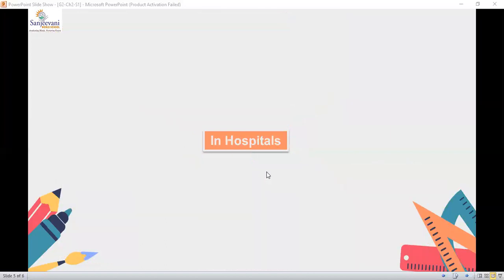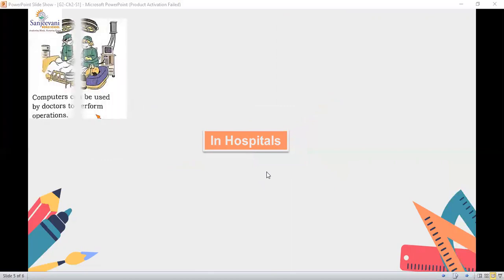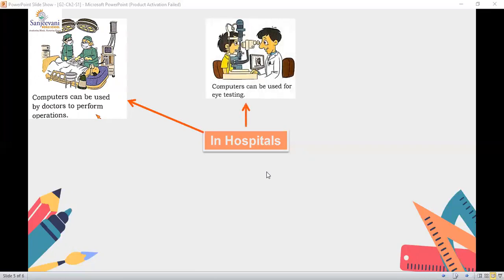Next, we are going to see the uses of computer in hospitals. First use is computer can be used by doctors to perform operations. While performing operations, there are some devices that are connected to the computer. And with the help of these devices, the doctor can see in detail the person's body where the doctor is performing the operation.